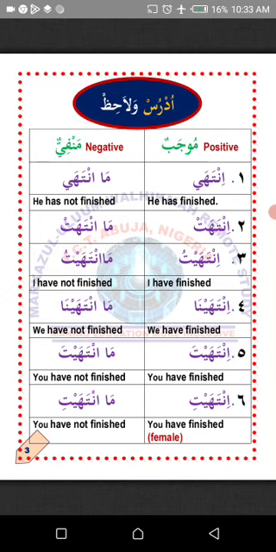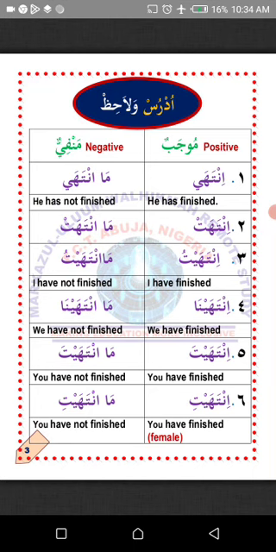For instance, wahid, number one. Intaha, he has finished. Ma intaha becomes mantaha, he has not finished. So the borrowed alif must be omitted whenever the verb intaha is preceded by another letter carrying a vowel sound, like mim carrying fataha, mantaha. So the borrowed alif is omitted, not ma intaha, rather mantaha. Intaha, he has finished. Mantaha, he has not finished.